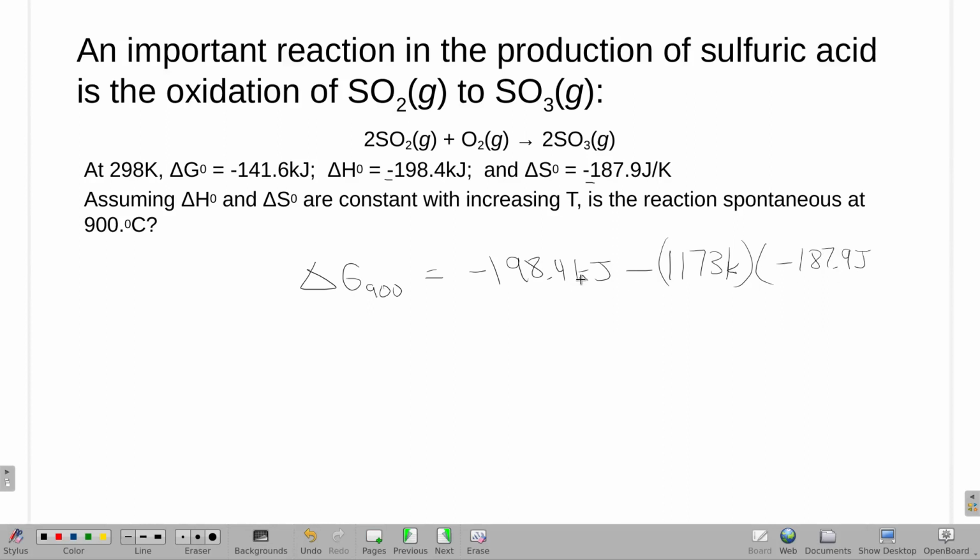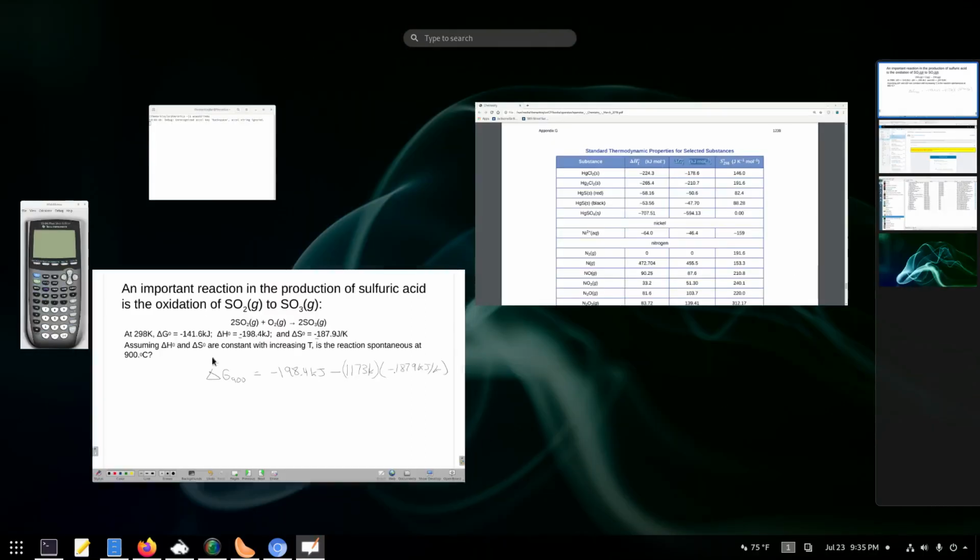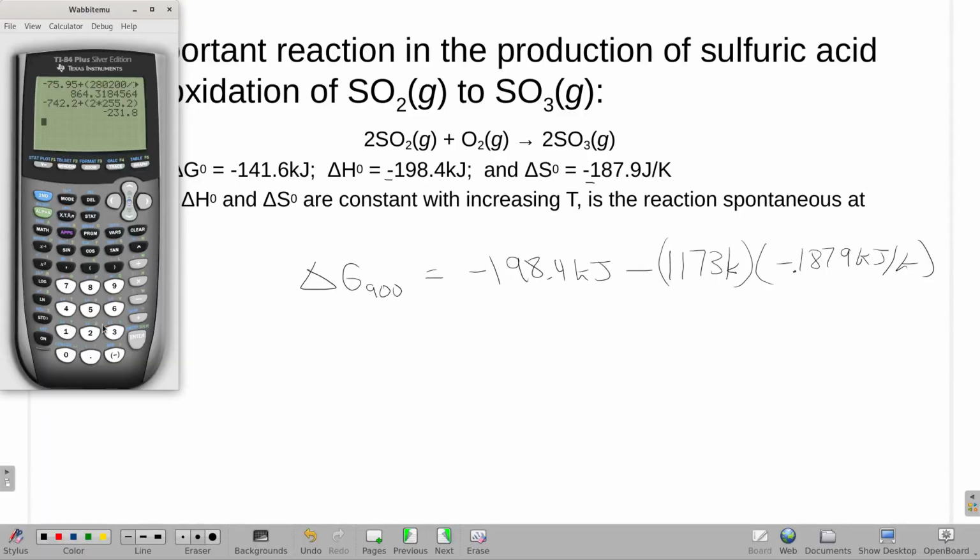Do you see a problem with our units? Yeah, I've got kilojoules here and joules here. The neat thing is, we typically want our delta G in kilojoules, so what I always suggest is changing our S into kilojoules per Kelvin when we write it down. So 0.1879 kilojoules per Kelvin. Now that we have these numbers written down, we're just going to plug this into our calculator and see if we get a spontaneous reaction.